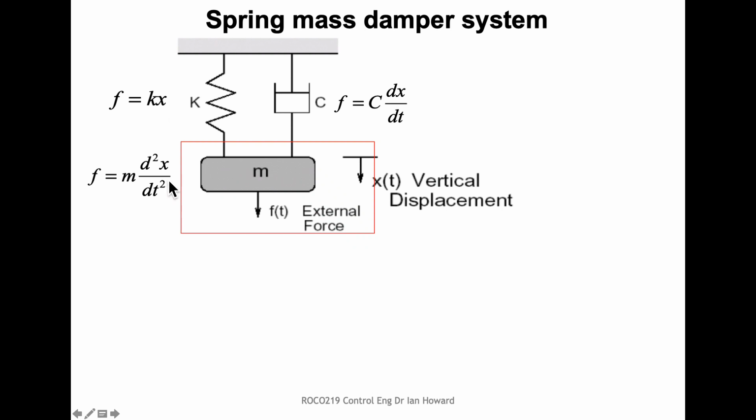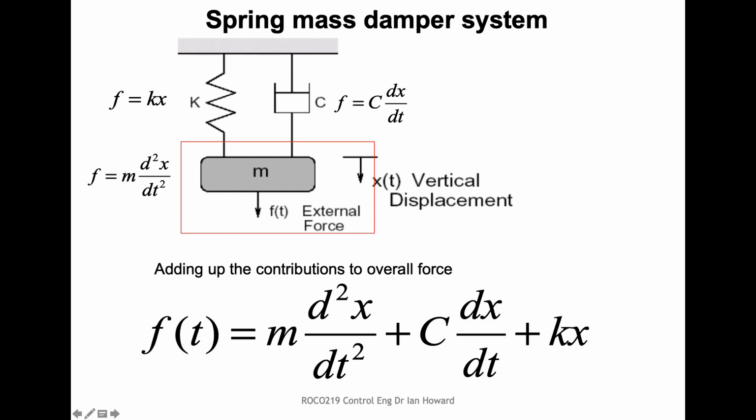So if I then say, let's write the equation, what's the external force equal to? We know all three components contribute, and they add up. So we can just add them up. The force equals m d squared x dt squared plus c dx dt plus kx.